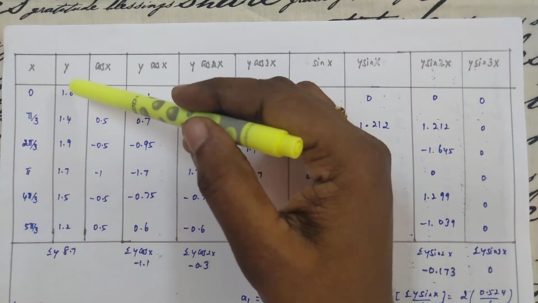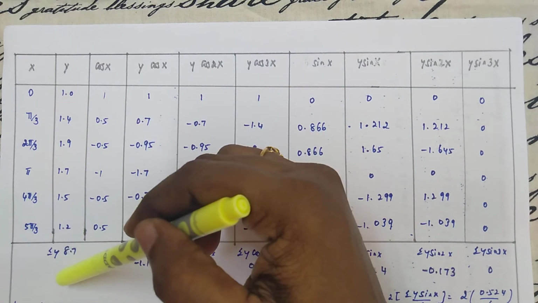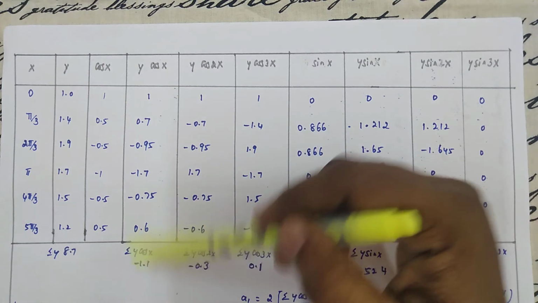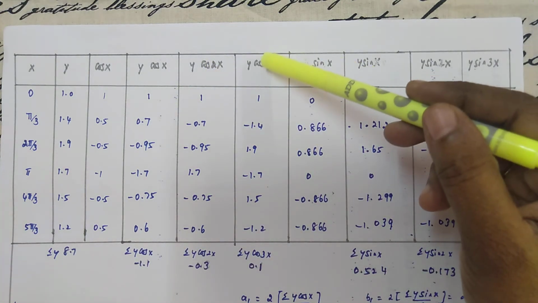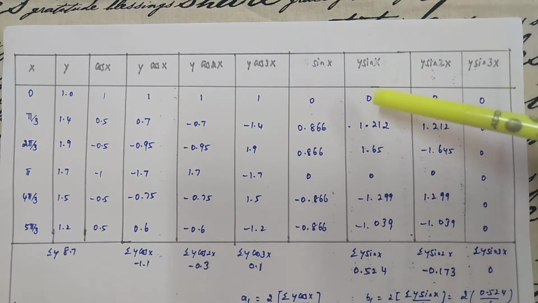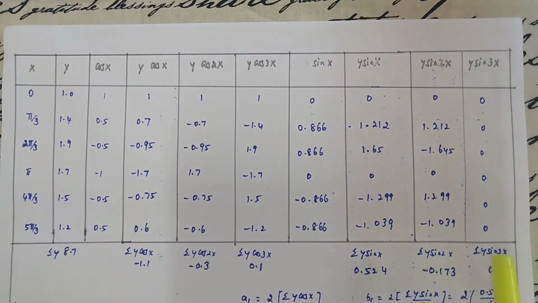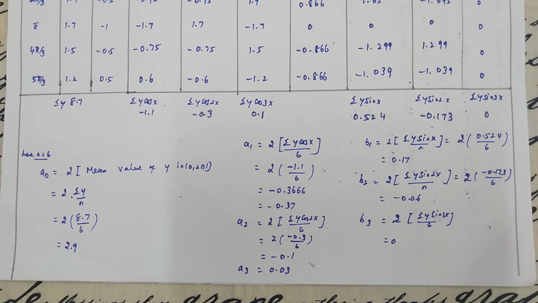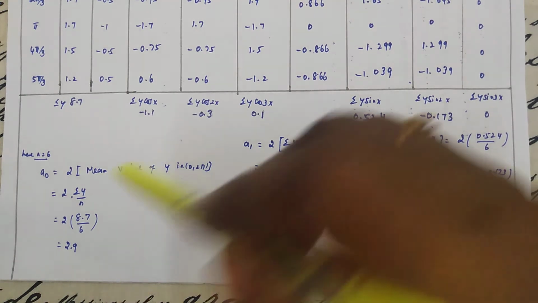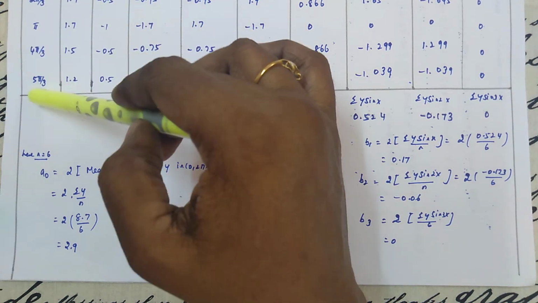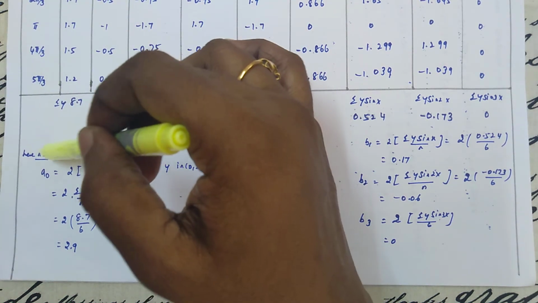Now we have to find all the summation values, sigma y. Sigma y means you have to add all the values here. Then sigma y cos x, sigma y cos 2x, sigma y cos 3x, sigma y sin x, sigma y sin 2x, sigma y sin 3x. All the values we first need to find out. Then we have to find a0, a1, a2, a3, b1, b2, b3. Before finding that, number of items: 1, 2, 3, 4, 5, 6. So here n equal to 6 is very important.